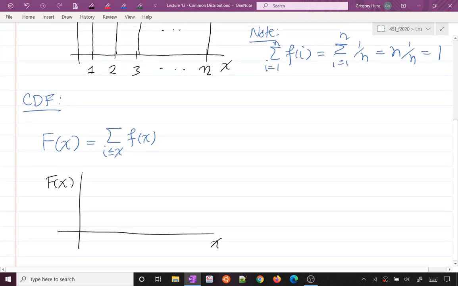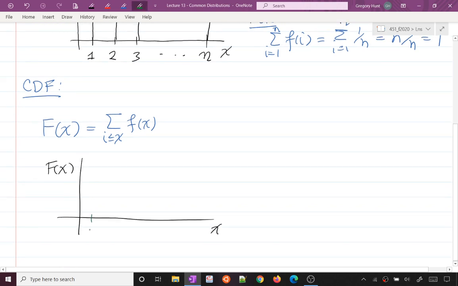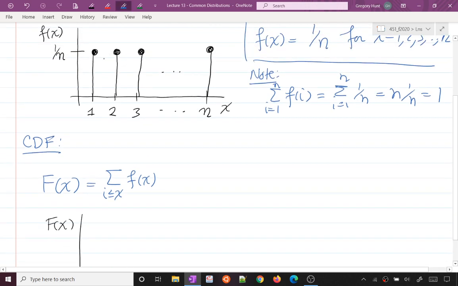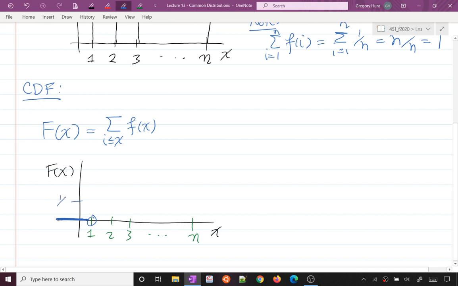And so let's see, if I choose a value, say less than 1, my PMF is 0 for all these values. So let's actually denote my support here, right? Up until 1, my CDF is going to be 0, because there's no probability I'm ever less than a value. Up until I hit 1, at 1, the probability I'm less than or equal to 1 is 1 over n. So it will jump up here to 1 over n.